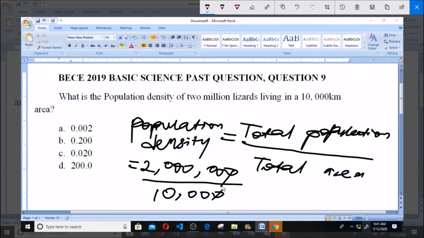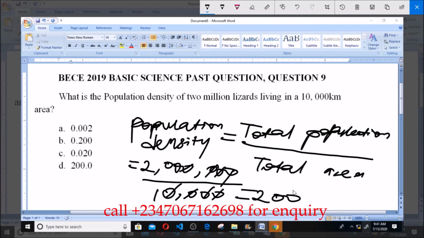We cancel the zeros, this zero with this zero, this zero with this zero, and so on. So we are left with what? We are left with 200. So our population density of 2 million lizards living in a 10,000 kilometer area is 200, which is D. So D is our final answer, 200.